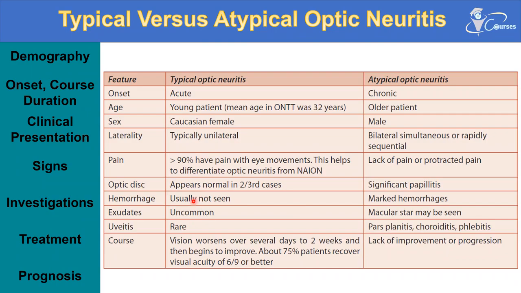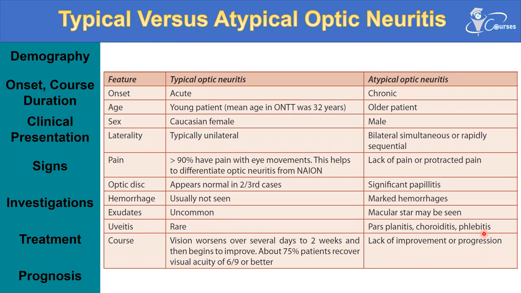Hemorrhage is usually not seen in the typical, but there is marked hemorrhage in the atypical. Exudates are uncommon in the typical, while they are more common in the atypical, which means that there is again an underlying inflammatory process that is also involving the retina, leading to macular star. Uveitis is rare in typical, while in the atypical optic neuritis there is uveitis, like pars planitis, choroiditis, and phlebitis. Let me tell you that this usually occurs due to syphilis, due to Lyme disease, due to cases that present with intraocular inflammation or panuveitis. So actually the optic neuritis is a part of panuveitis.